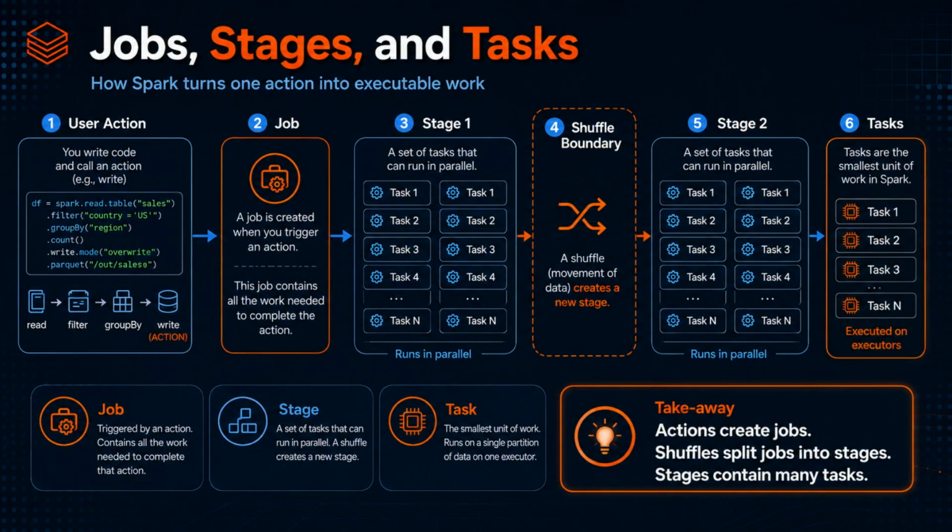Spark transforms your code into jobs, stages, and tasks. A job is created when you trigger an action, such as write, collect, count, or save. Inside that job, Spark creates stages. A stage is a group of tasks that can run in parallel without needing to reshuffle data. When Spark reaches a shuffle boundary, for example during a group by or a join, it creates a new stage. Tasks are the smallest units of execution. Each task usually processes one partition of data on one executor. So the mental model is this: actions create jobs, shuffles split jobs into stages. Stages contain many tasks. This is exactly why Spark UI shows jobs, stages, and tasks separately.